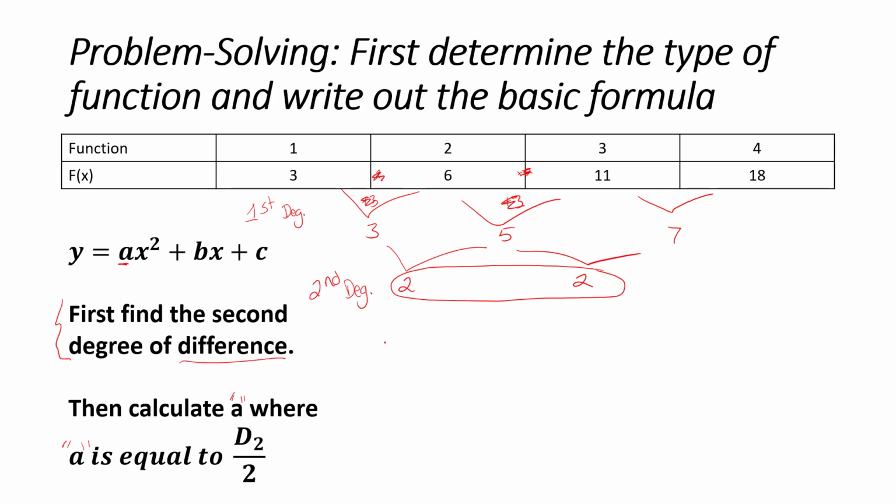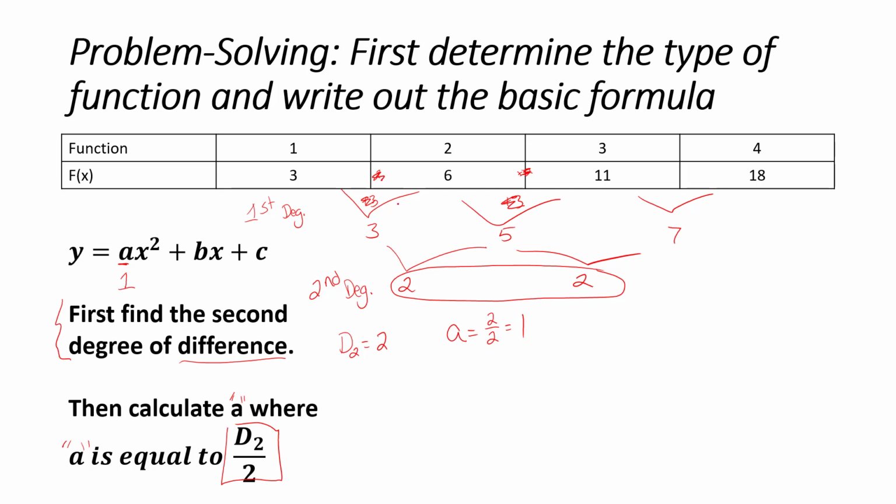When we know the second degree of difference, that's our d sub 2 value. We can plug that into the formula. D sub 2 divided by 2 is equal to a. So a would be equal to d sub 2, which is 2, over 2, which simplifies to 1. We're doing pretty good. We know one of our variables. A is 1.